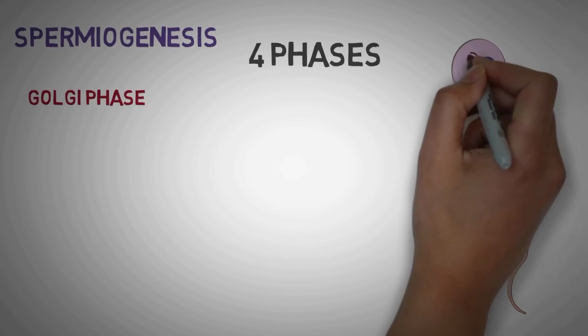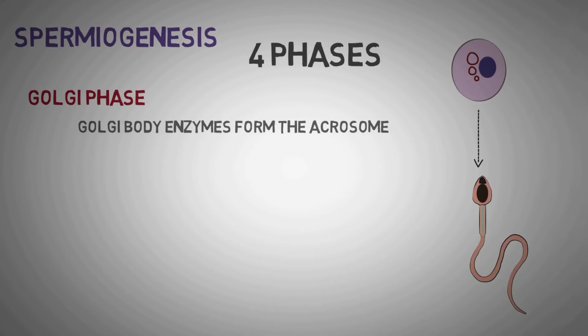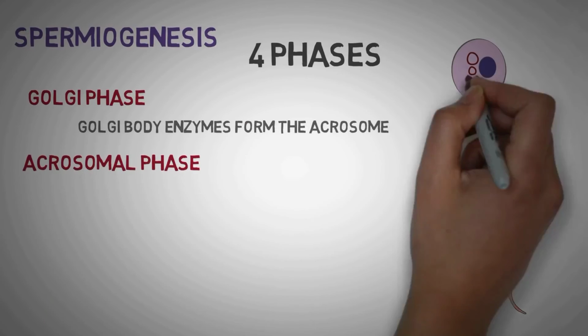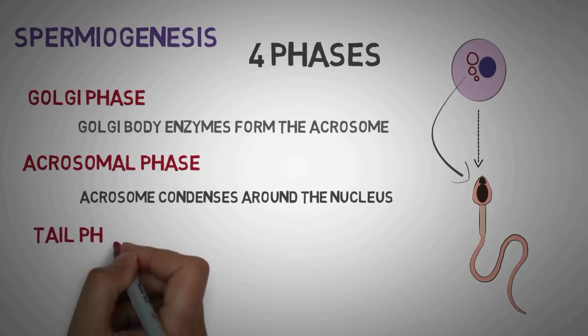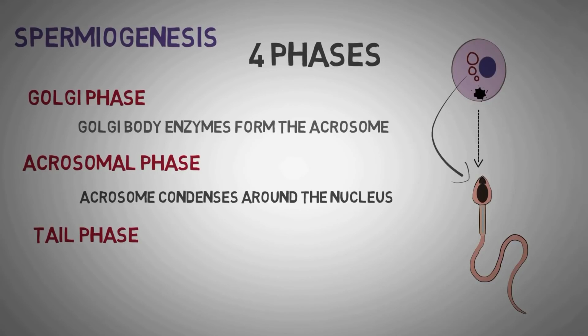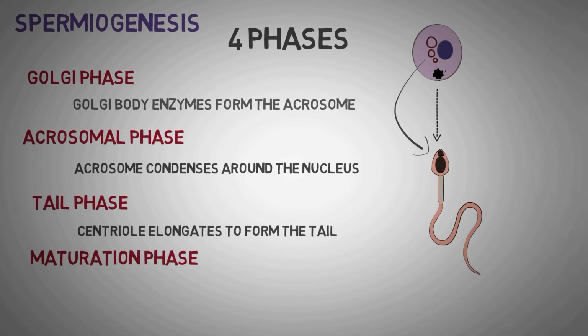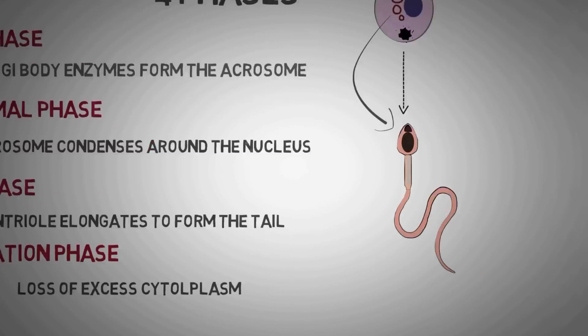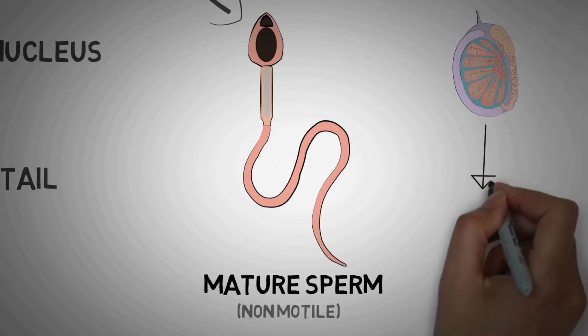The first is the Golgi phase, where the Golgi body present in the spermatid forms the enzymes of the acrosome. The second is the acrosomal phase, where the formed acrosome condenses around the nucleus to form the cap. The third is the tail phase, where the centriole present in the spermatid forms the tail of the sperm. And the last is the maturation phase, where the spermatid loses the excess cytoplasm and forms the mature sperm. But the mature sperms are still non-motile.